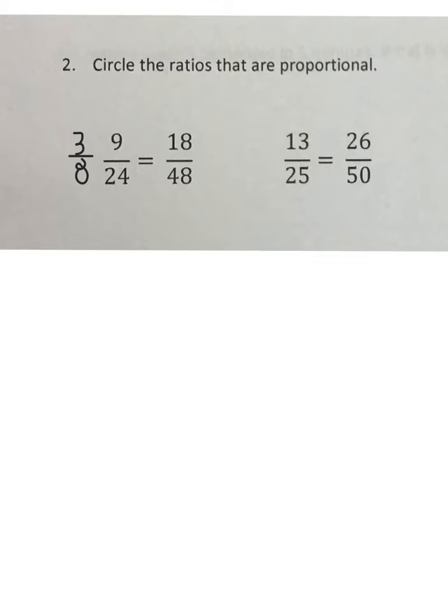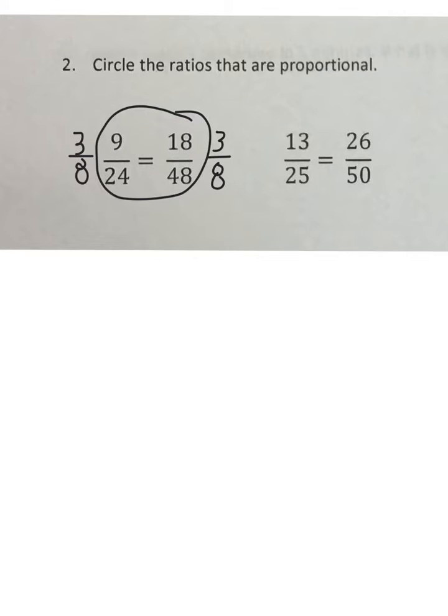On the right, we have 18 over 48. And if we divide by 6 on both sides, we are left with 3 eighths. So when we simplified both sides of this ratio, we can see that 3 eighths equals 3 eighths. So this ratio is proportional.